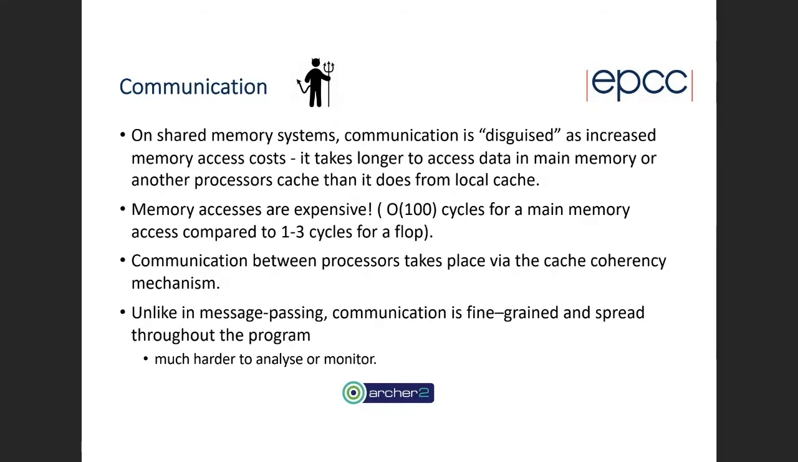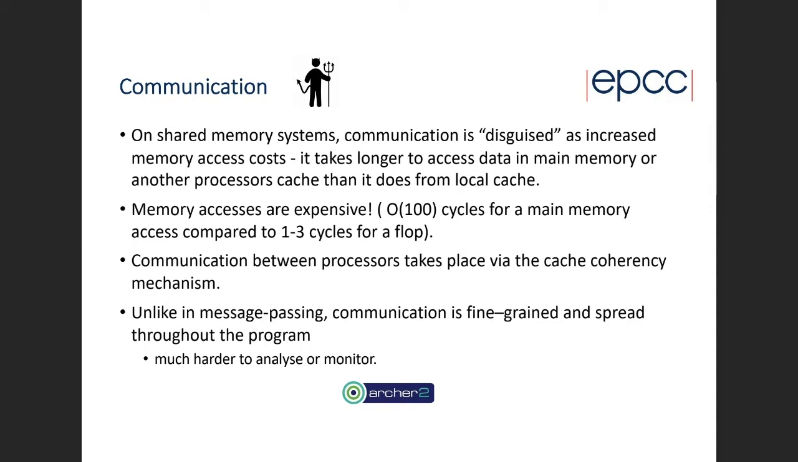And the problem here is that on shared memory systems, communication is kind of disguised. It shows up as increased memory access costs because it takes longer to access data that's in main memory or that's in another processor's cache than it does to get it from the local cache. And as talked about yesterday, memory accesses are expensive. It's order of hundreds of cycles for a main memory access compared to a handful of cycles for a floating point operation.